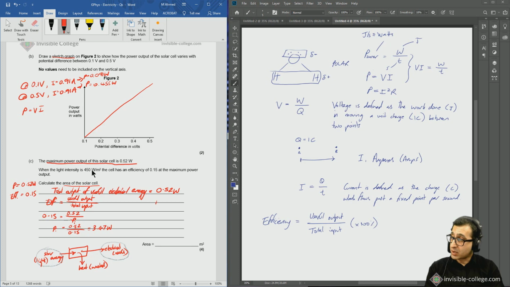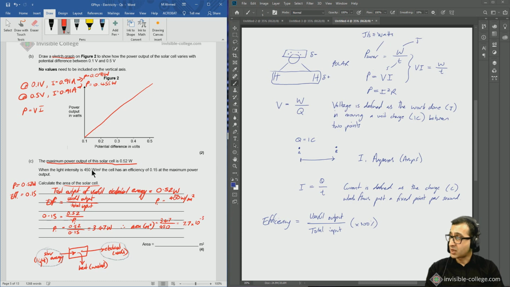So input power is 450 watts per meter squared. So if we want to find out what the actual area of the panel is, if the panel is giving out 3.47 watts and for every meter squared you get 450 watts, therefore the area in meters squared is going to be equal to 3.47 divided by 450. And so this gives us an area in meters squared of 7.7 times 10 to the power minus 3.